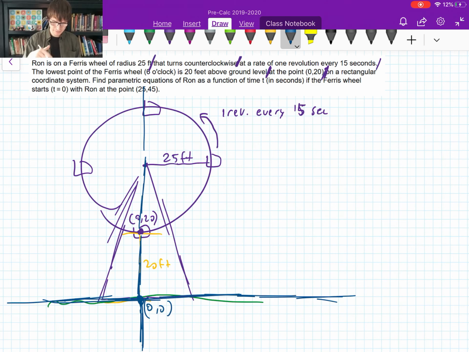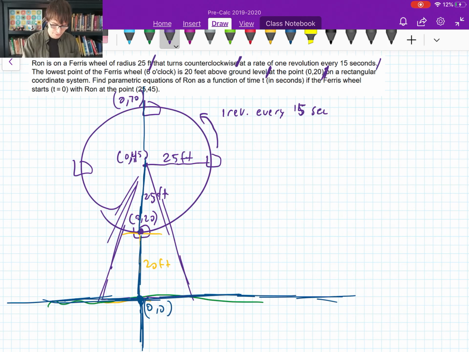Let's see if we can quickly graph some other points that have been discussed so far. If this is a radius of 25 feet, that means the center of the Ferris wheel would have to be 25 feet above the bottom. So this is a radius of 25 feet, because that's the radius of the Ferris wheel. That means the center would be 0, 45. Okay, cool. If we went all the way to the top, we could say that's 0, I don't know, 70.